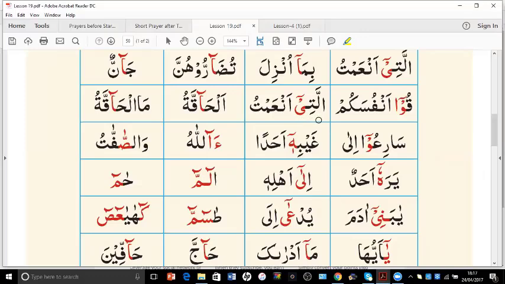Allati. Allati. Noon sakin, joining with the letter beforehand. We do simple ghunna every time we see noon sakin for now. An. Meem sakin is going to join with the letter before. Well done. And then tu. Well done. Allati an'amtu.